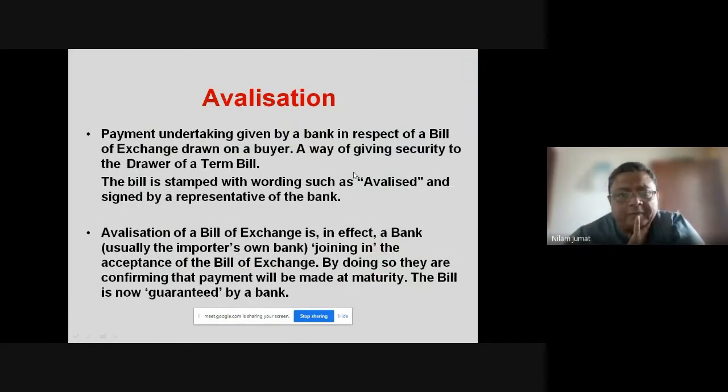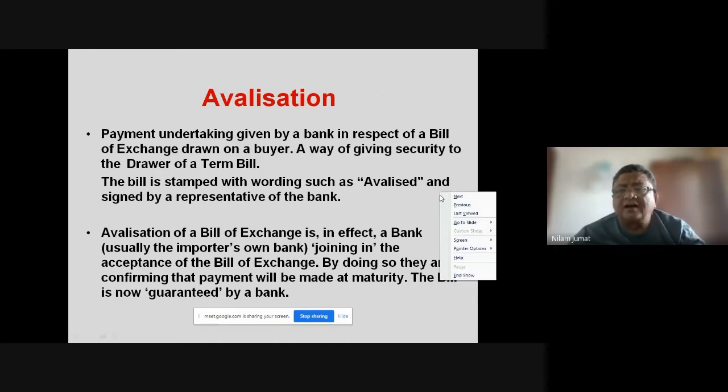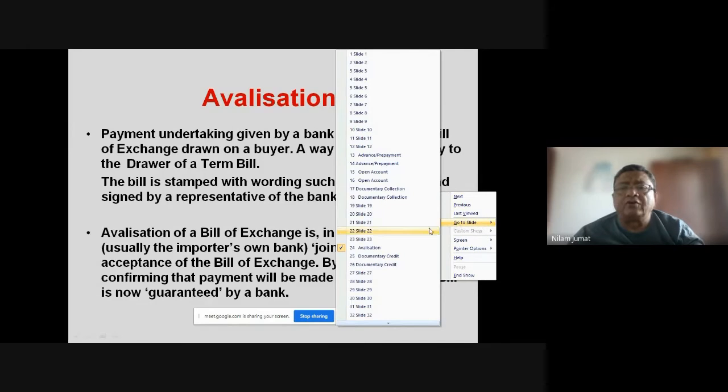Payment undertaking can receive a bill of exchange drawn by way of giving a security to the drawer for a term. It has worth such evaluation, right? See, evaluation of a bill of exchange is in effect a bank, usually an important bank, joining in the acceptance of the bill. Joining. Right? So we must join.